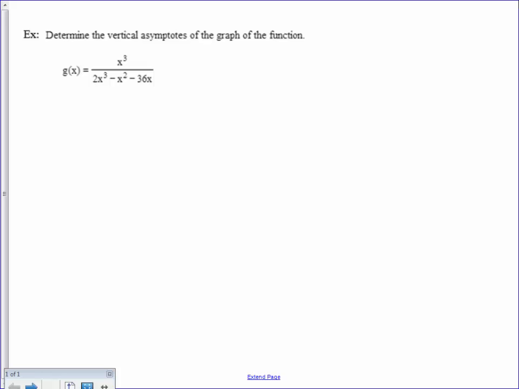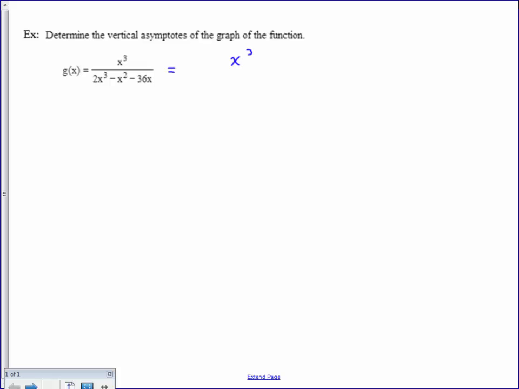Now what I would like to do is look at some individual problems having to do specifically with one of the 8 steps in my graphing rational functions process. In this example, I've been asked to determine the vertical asymptotes of this graph. So to determine vertical asymptotes, the first thing I need to do is to factor my function.